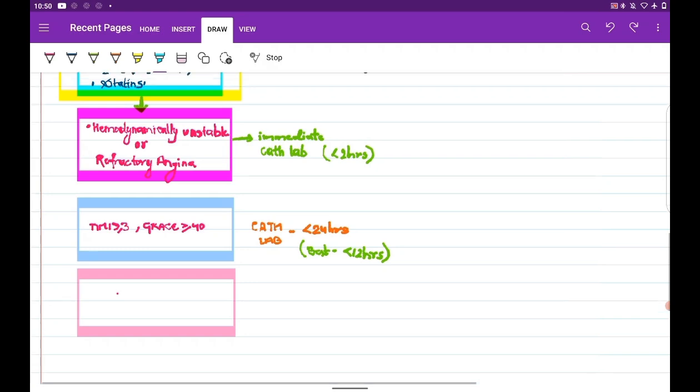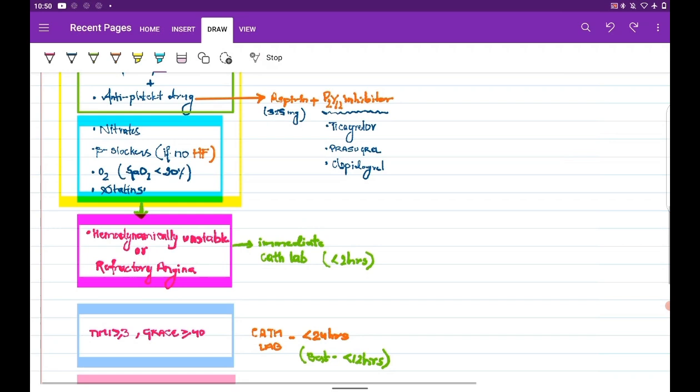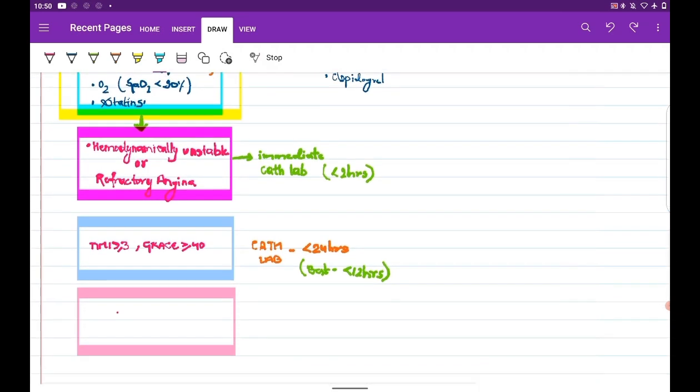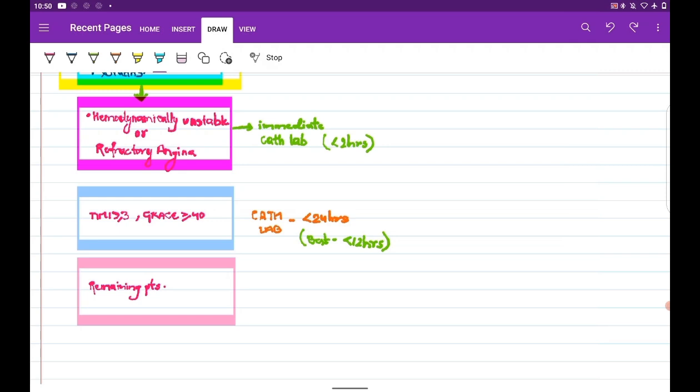It's not like we give these drugs and send the patient home if the patient is hemodynamically stable, the angina is gone and the scores are okay. Even then, if the patient is all okay, we have to take the remaining patients to the cath lab in less than 48 hours. Best is within 24 hours, but it will work up to 48 hours. So all the patients have to go for PCI.